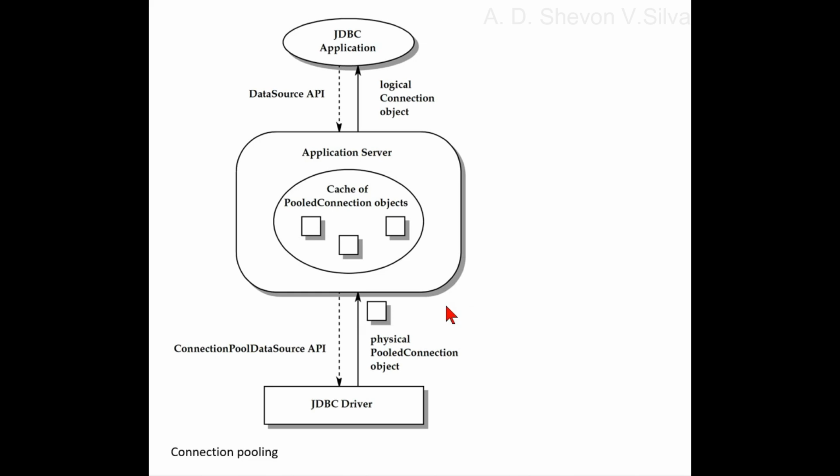Connection pool data source is used by the application server to build and manage the connection pool. The algorithm used to manage the connection pool is implementation specific and varies with the application servers.